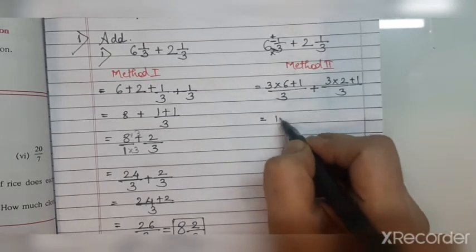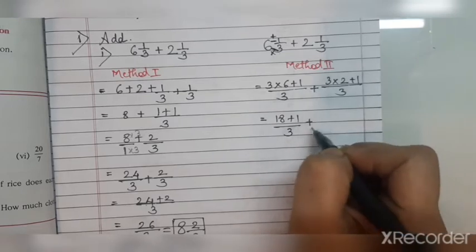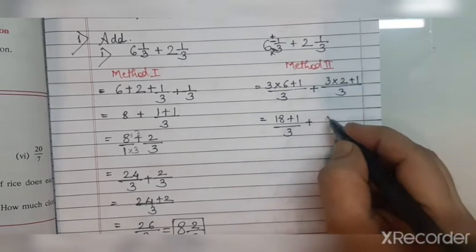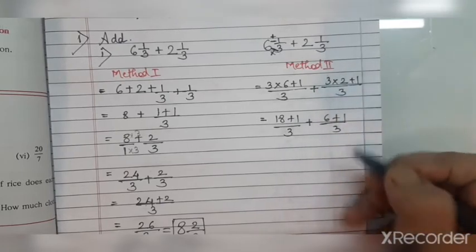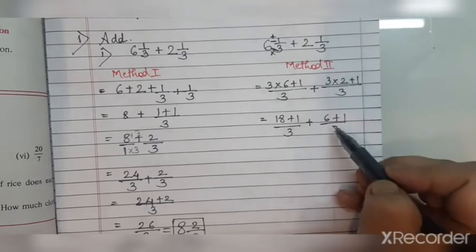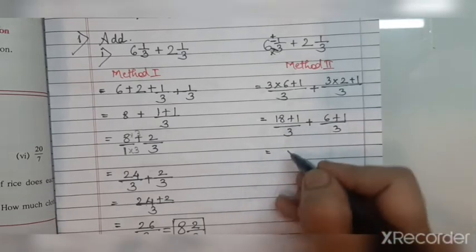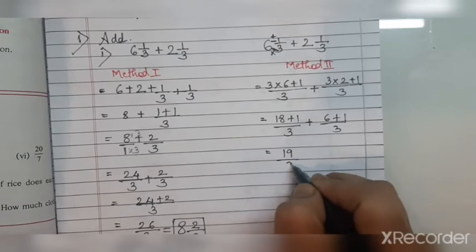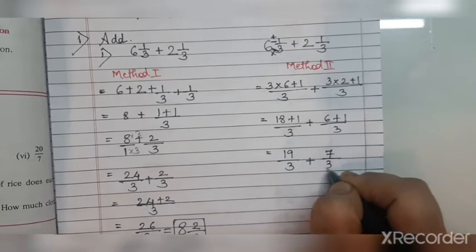3 6s are 18 plus 1 upon 3. The plus sign will be here again, same. 3 2s are 6 plus 1 upon 3. You just multiply first, and then we'll do the other operation in the next step. So 3 2s are 6, I have written, plus 1 I wrote again as it is. Now we add: 18 plus 1 is 19 upon 3, 6 plus 1 is 7 upon 3.